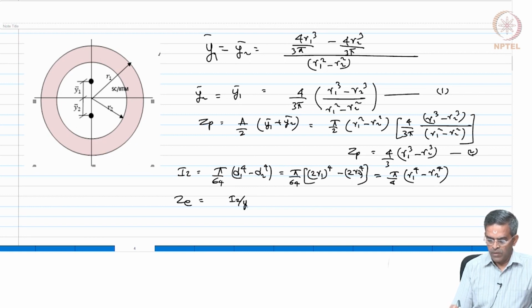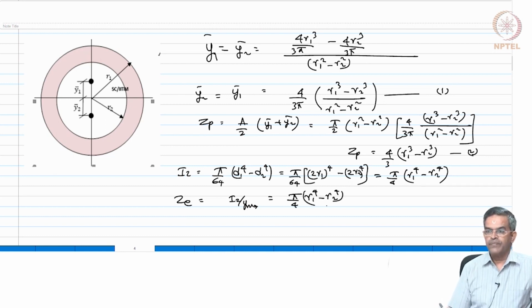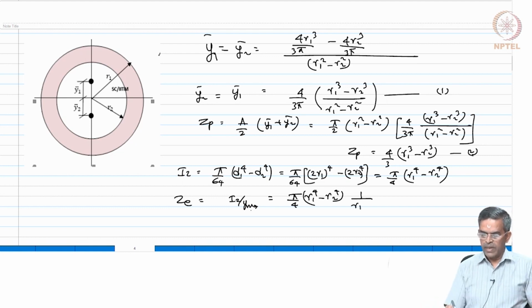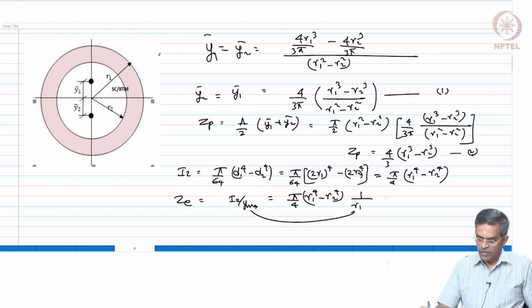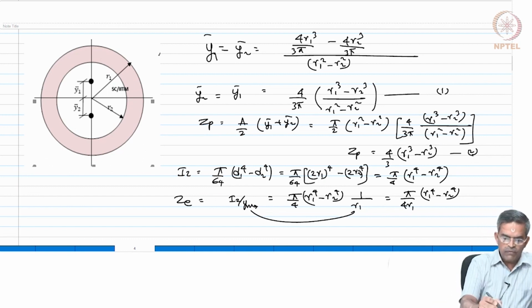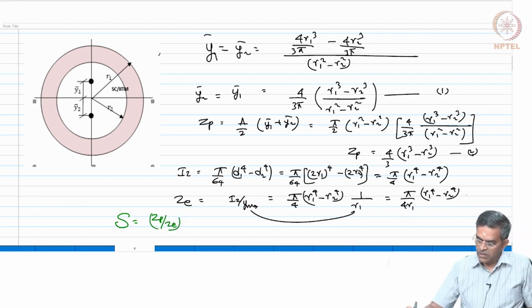I by y max, which will be pi by 4 of (r1⁴ minus r2⁴) times 1 by r1, because y max is actually r1, is it not, which will now become pi by 4 r1 (r1⁴ minus r2⁴). So, I can now quickly find the shape factor as Zp by Ze. Let us say this we call as equation number 3.